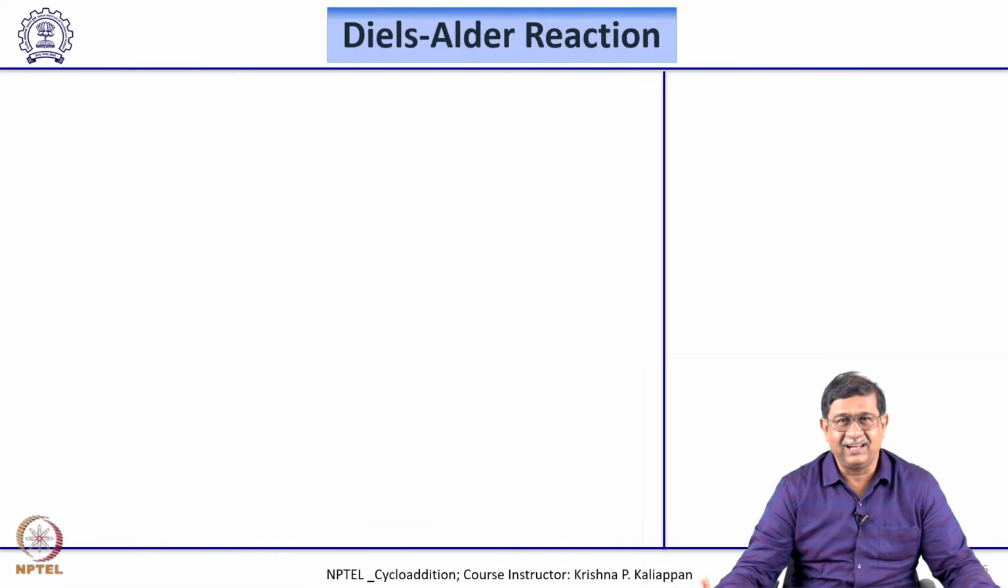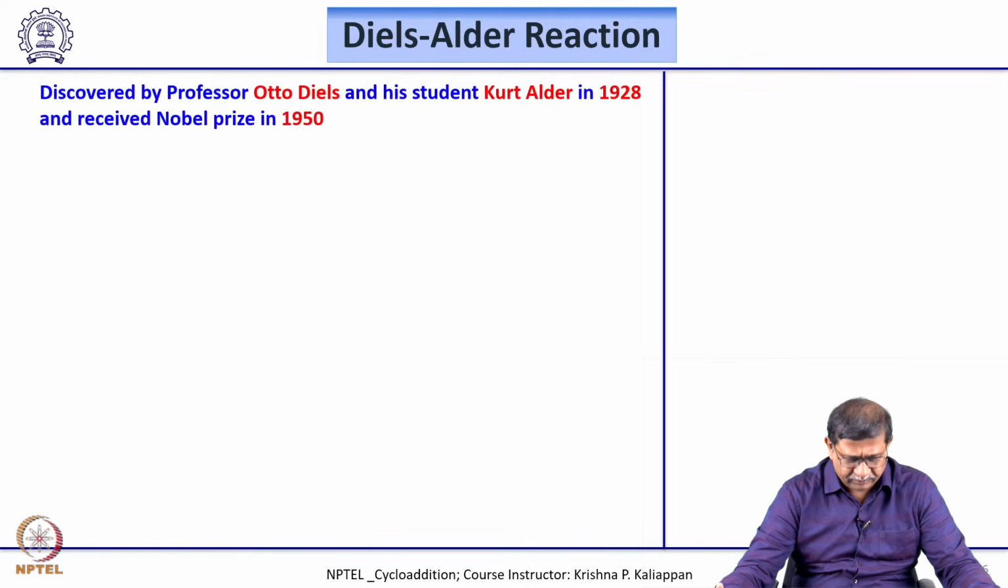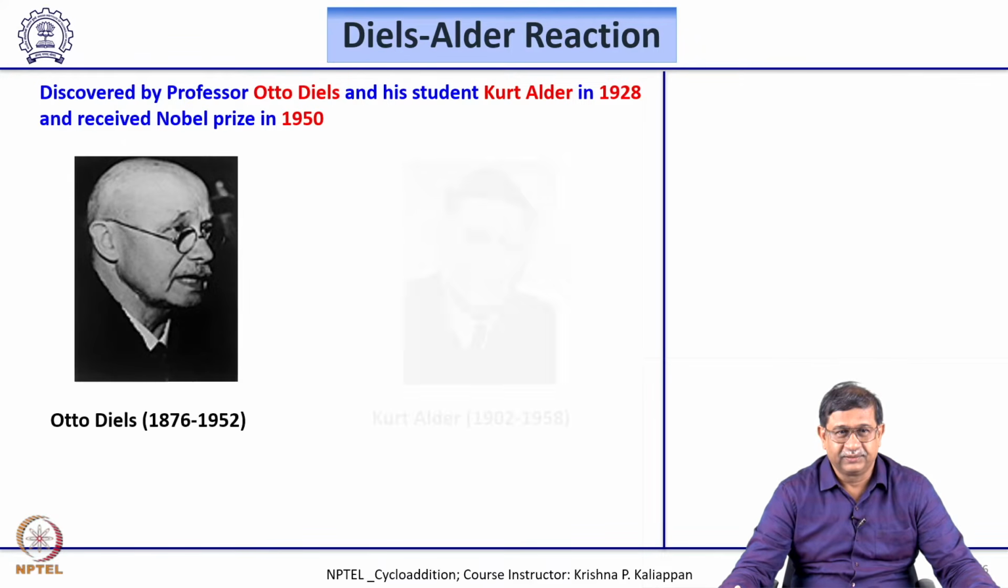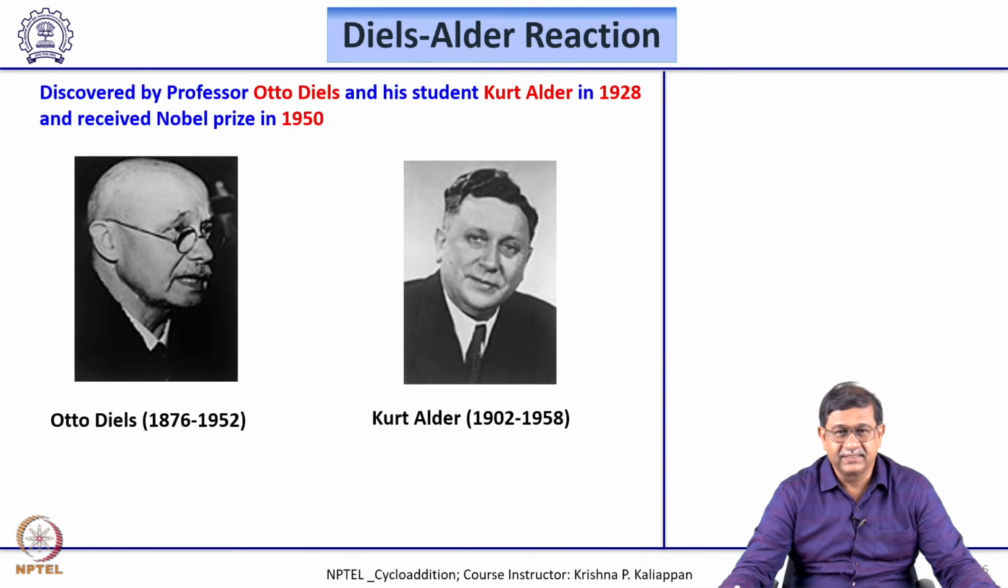So now let us start with the Diels-Alder reaction. The Diels-Alder reaction was reported by Otto Diels and his student Kurt Alder in 1928. For this major discovery, they received the Nobel Prize in 1950. So this is Otto Diels and this is Kurt Alder.